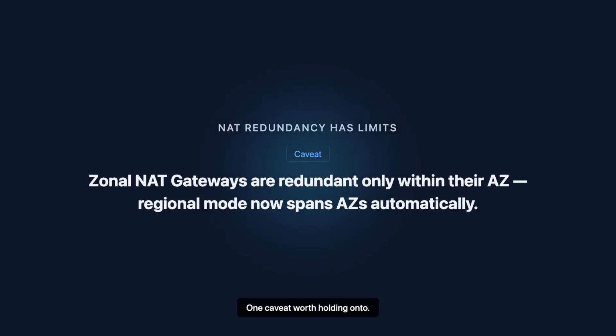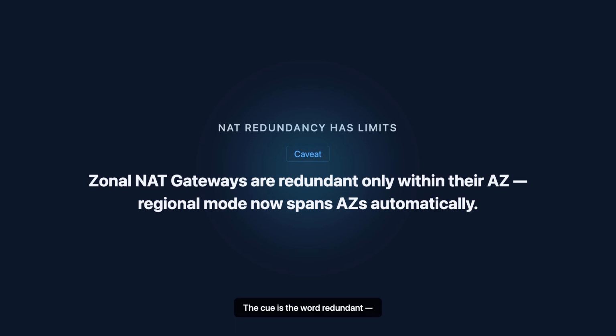One caveat worth holding on to: a zonal NAT Gateway is redundant, but only within its own availability zone. It is not magically spread across zones. So traditionally, if you wanted true high availability, you deployed one NAT gateway in each availability zone and pointed each zone's private subnets at their local gateway. As of November 2025, Amazon Web Services also offers a regional NAT gateway mode that automatically expands across multiple zones in a region, giving you built-in multi-zone high availability without deploying one per zone. The zonal mode still exists and is the traditional behavior, so just know both options are on the table.